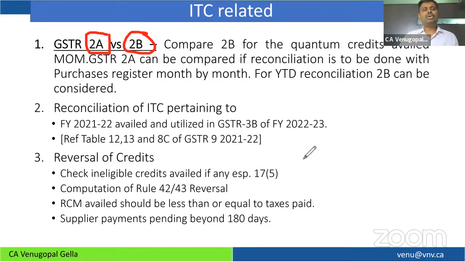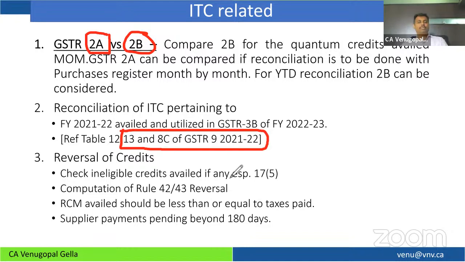The second thing that you have to do is, you might have also missed out taking the credits because it was not there in 2B last year. So you have not taken. The credits that you have not availed, that means purchases for the financial year 21-22, the credits that you are supposed to avail in the current year, you can refer to table 13 and GSTR 9 table 8C. The balance would be available in these two tables.